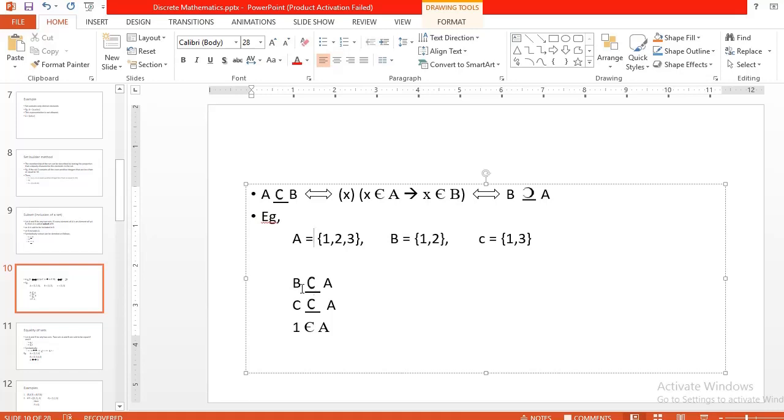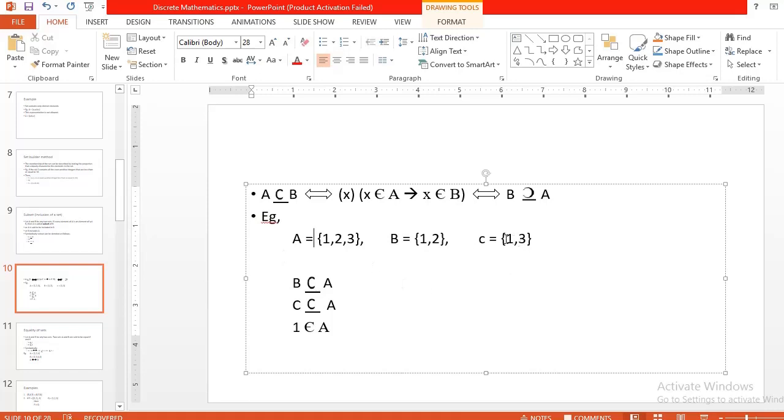Okay, subset is regarding sets, but belonging or membership is regarding the members. So here B is a subset of set A, and C is also a subset of set A, but 1 is an element, so this one element belongs to set A. Why is B a subset of A? Because B contains the first element which is also included in A, and B contains the second element which is also included in A. So every element of B is included in A, so B is a subset of A.